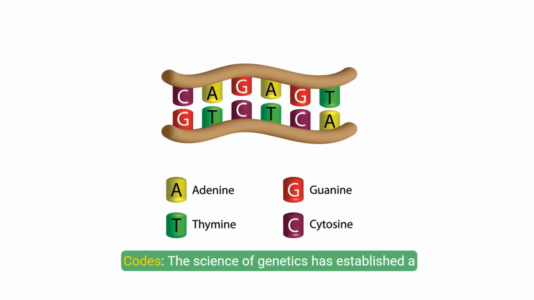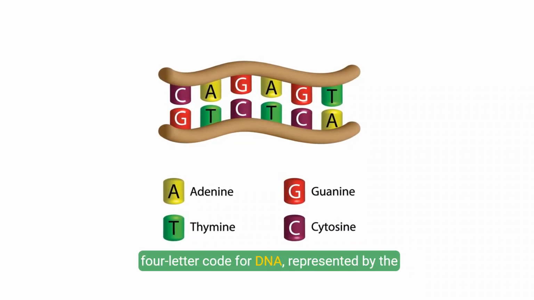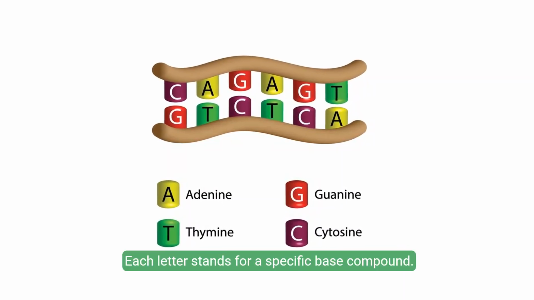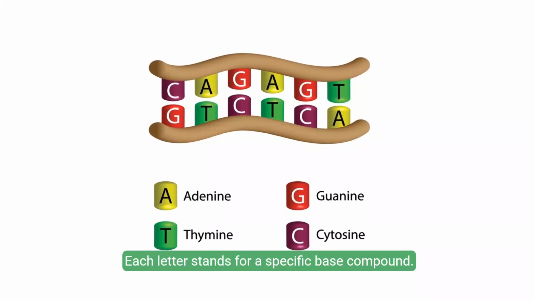Genetic codes. The science of genetics has established a four-letter code for DNA, represented by the letters A, C, G, and T. Each letter stands for a specific base compound.